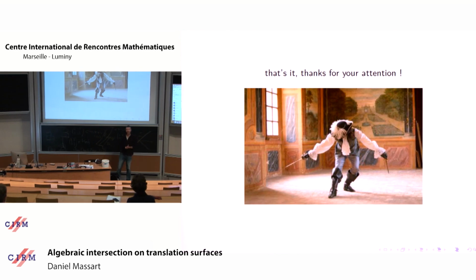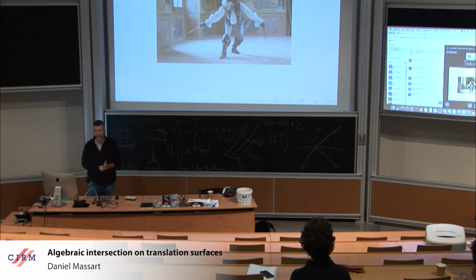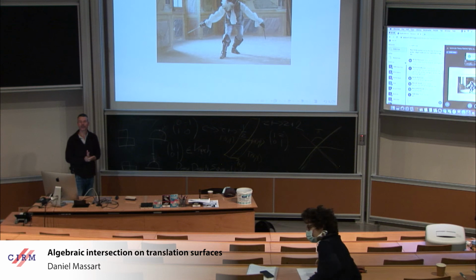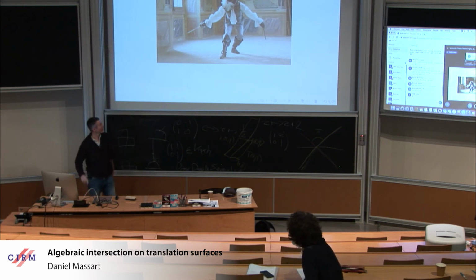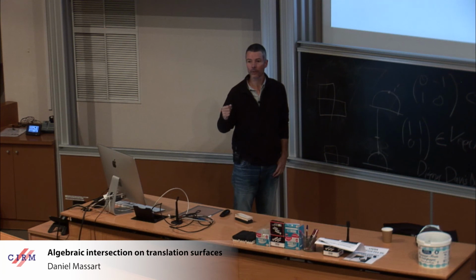Does it make sense to make the same analysis for groups that are not lattices? Can you repeat the question, please, so that the others listen? Okay, so the question was asking what happens when we consider Veech groups which are not lattices. That was your question?